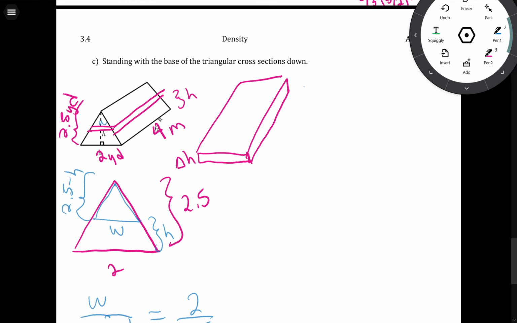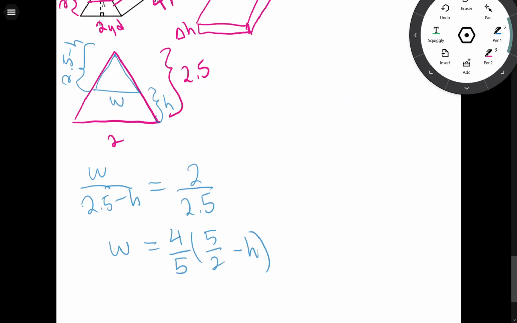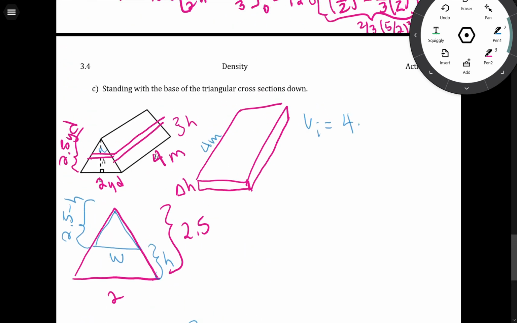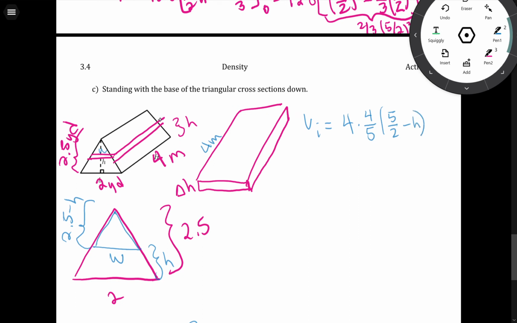Okay, so the volume of this thing is a length, which is 4, times a width, which is 4/5 of 5/2 minus H, times a height. So I'm seeing 16/5, and we could distribute this in. I'm undecided if I think that's better or not. So for now I'm just going to leave it.